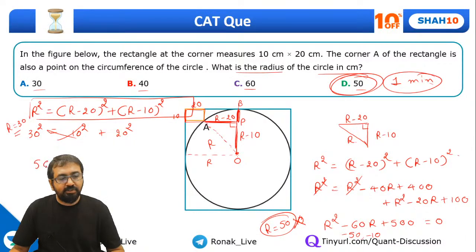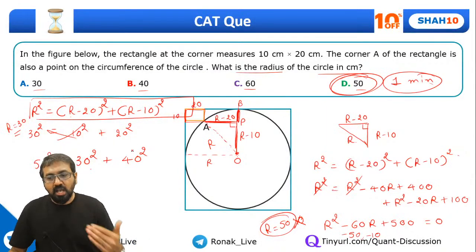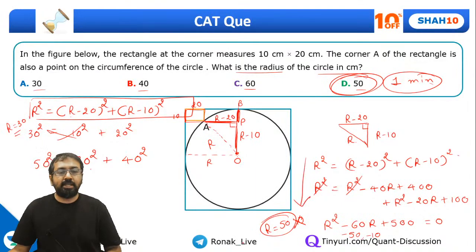If I just write 50 square equal to R minus 20 which is 30 square, and R minus 10 which is 40 square. So of course you know 3 4 5 is the Pythagorean triplet, so 30 40 50, of course they'll satisfy. So this is how you can quickly answer this question rather than going by the normal method. Yes, are you all clear?